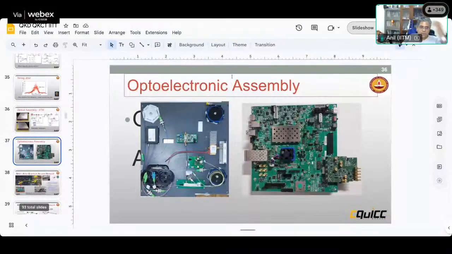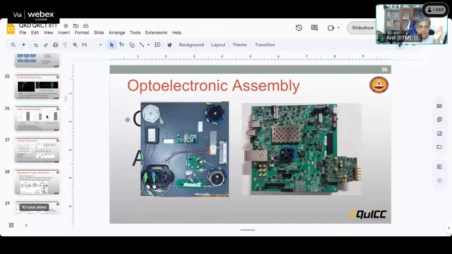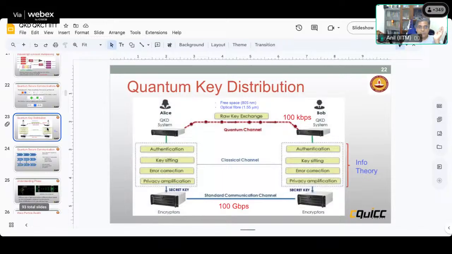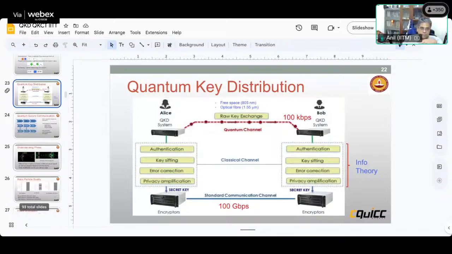A lot of the work is in doing those 4 items that I had mentioned earlier. These 4 items, right? You have to do all of this on the FPGA. So there's authentication, key shifting, error correction, and privacy amplification that has to be implemented on the FPGA. And then you control the laser and the detectors from the same FPGA, right? Okay.